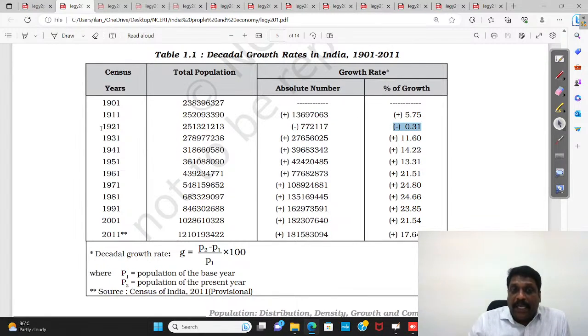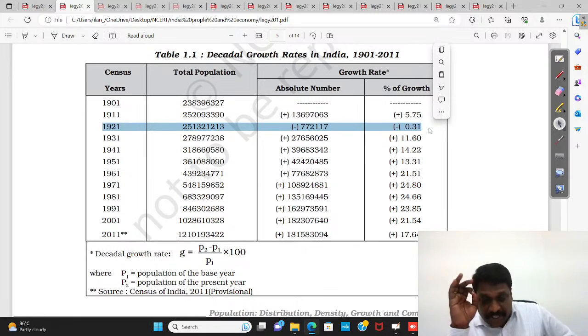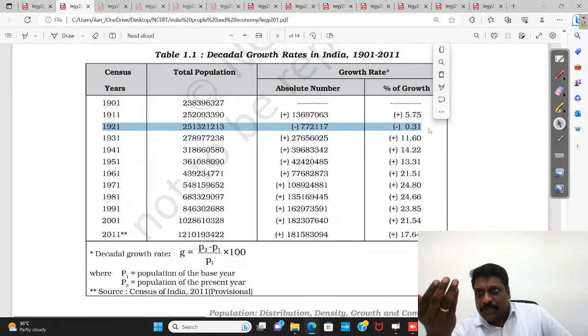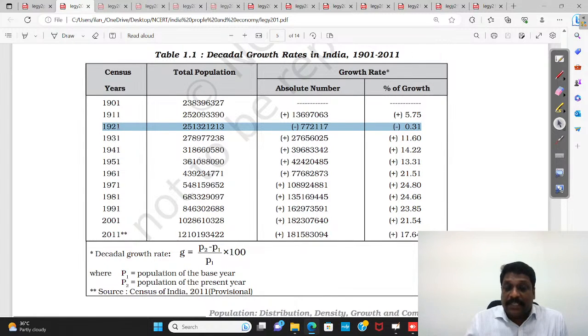1921 is the time when the population actually declined officially. The number of people was actually less than in the previous census. And one of the reasons cited for this decline is the Spanish influence, if I'm not wrong. Okay, my friends, barring this exception of 1921, most of the time we call 1921 a watershed year.